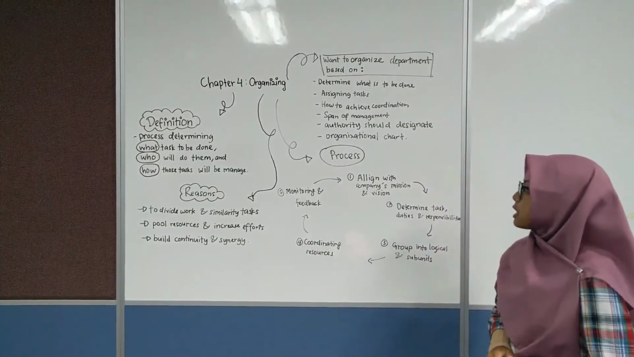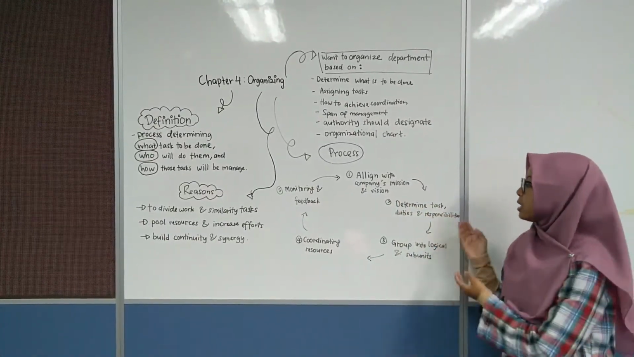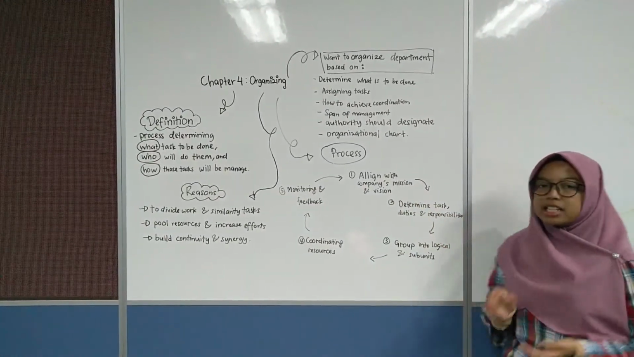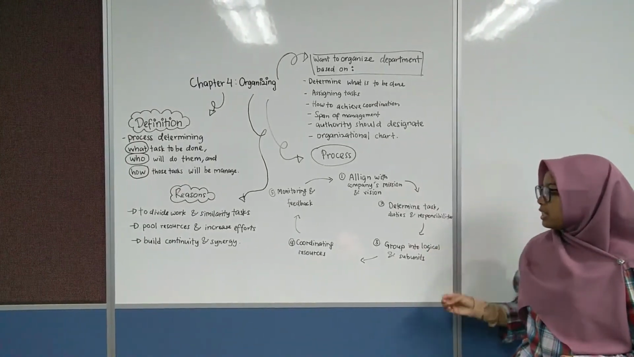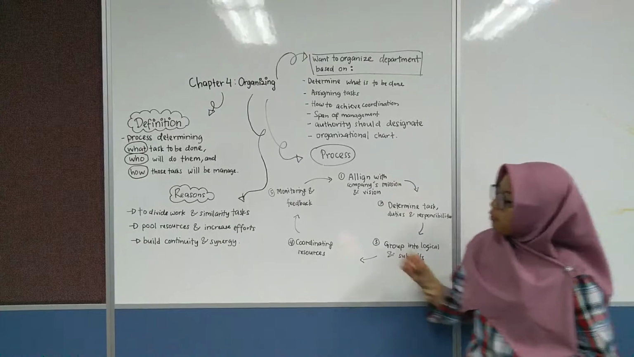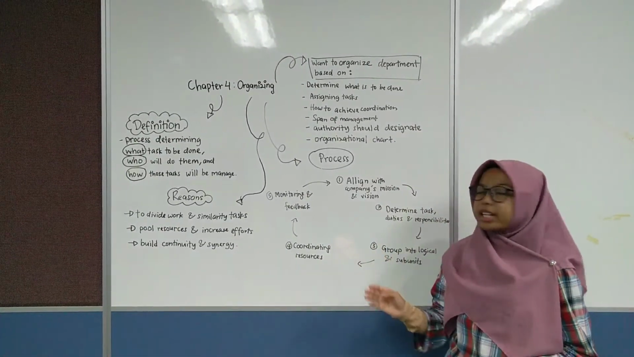So the process of organizing. First, align with the company's mission and vision. Second, determine tasks, duties and responsibilities. Third, group into logical subunits. Fourth, coordinating resources. Fifth, monitoring and feedback.